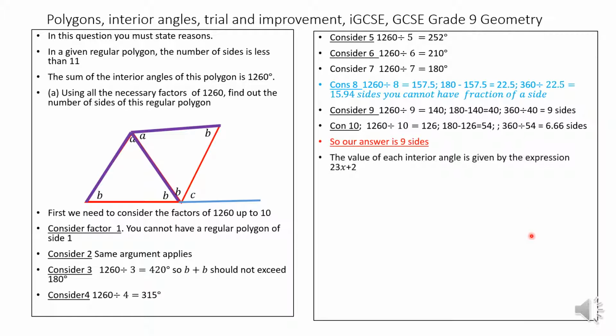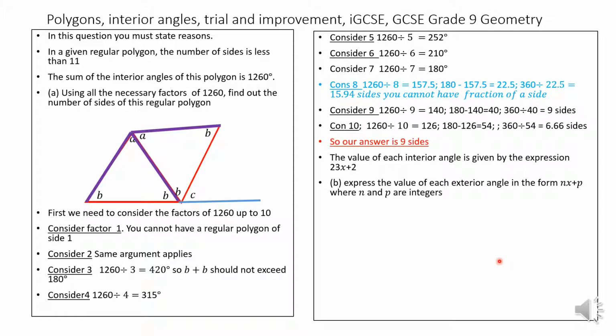Okay. Now, moving on, it says the value of each interior angle is given by the expression 23x plus 2. Express the value of each exterior angle in the form nx plus p, where n and p are integers. Now, firstly, we need to find the value of x there.